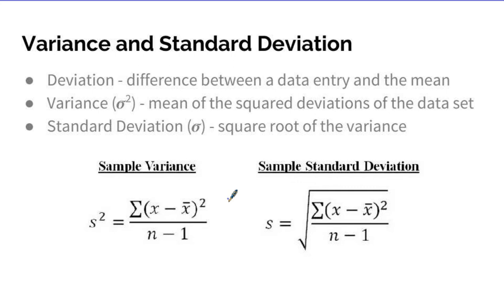So in your calculator, you should know how to do one variable statistics, the one var stats. So you type in all the numbers and it will give you both of these. It will give you the variance and the standard deviation. So we're not going to spend time calculating it. We're going to spend time talking about what it means.